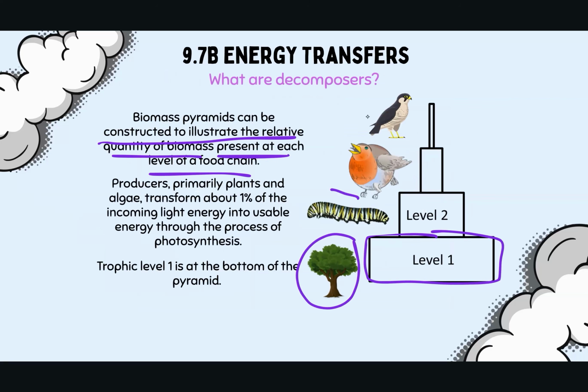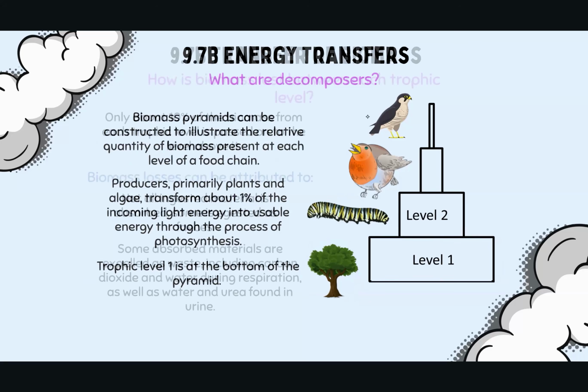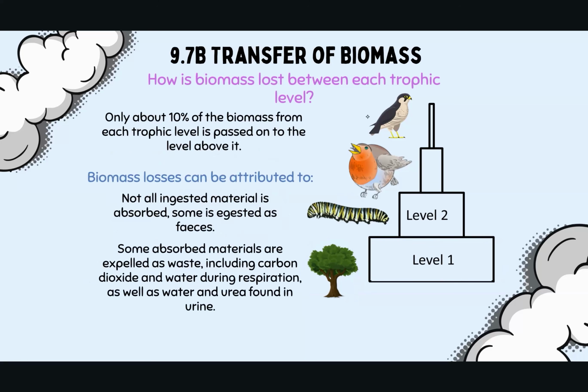Now, producers, primarily plants and algae, transform, as I said before, 1% of the incoming light into usable energy through the process of photosynthesis. So that 1% of light that's absorbed is converted into the chemical bonds in the glucose. Now, trophic level 1 is at the bottom of the pyramid. Now, how is biomass lost between each trophic level? Only about 10% of the biomass from one trophic level is passed on to the level above. So only about 10% is passed on from one step to the next.